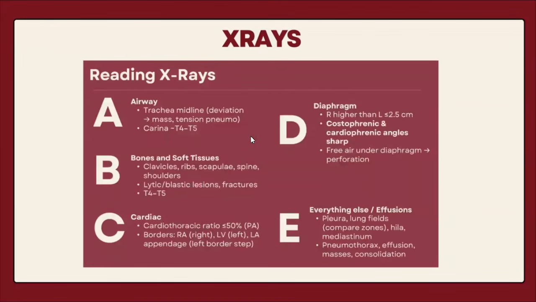Then you have cardiac, so C, now you're going to look at the heart. You're going to look at the cardiothoracic ratio. It should be less than 50%. So the space it's taking up compared to the space in the thoracic window, essentially. And then you're going to look at the borders of the heart. Are they visible? Are they fuzzy? Fuzzy means bad, clear is good.